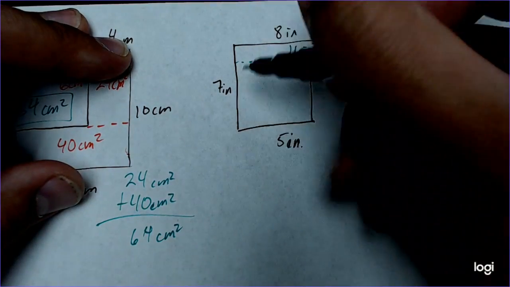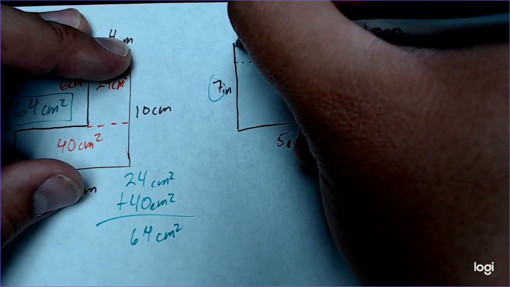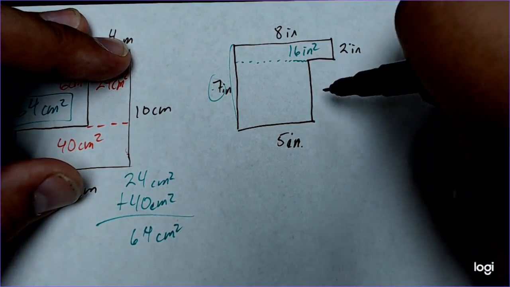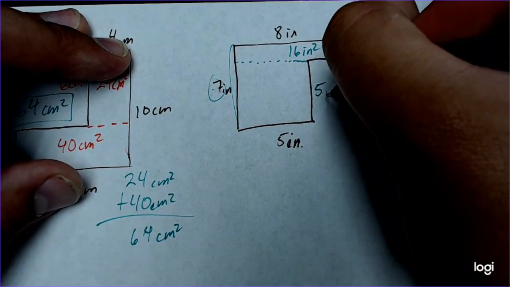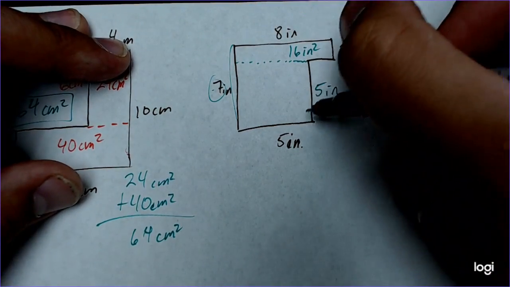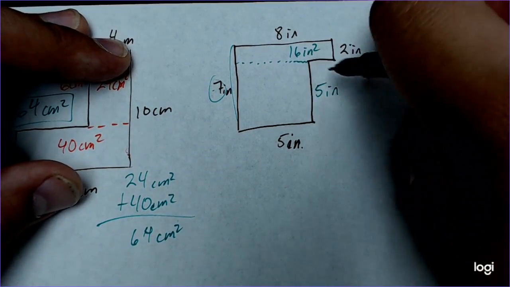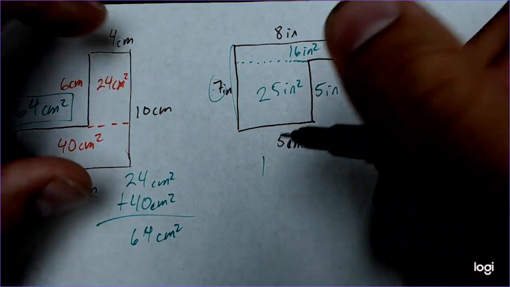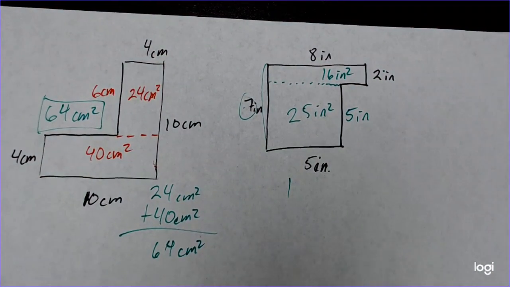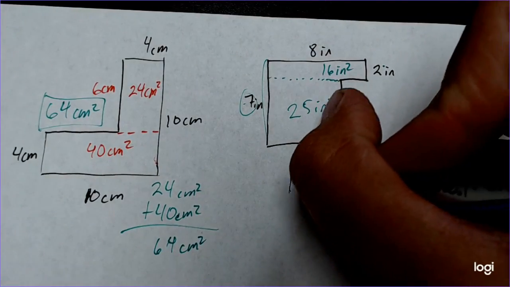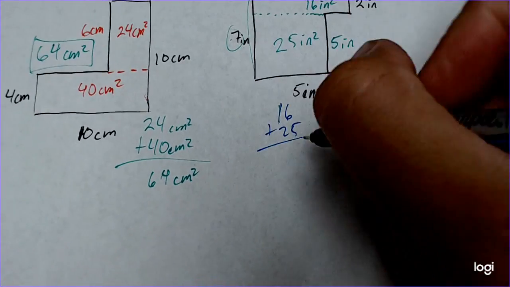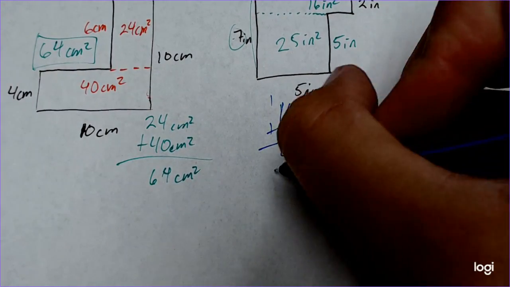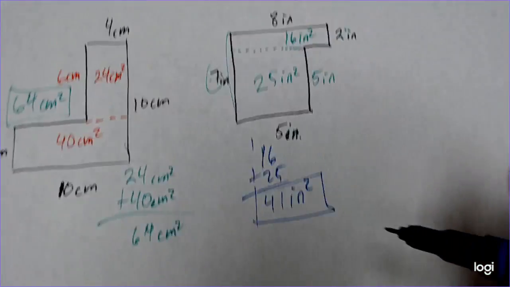Oh wait, no, I do have to find these parts. I need to find this line. So I have to do 7 minus 2 to get 5 inches. Okay, I thought it was going to be easy. So now I do 5 times 5, I get 25 inches squared. Then 16 plus 25, that's 41 inches squared. And that is the total area of this shape.